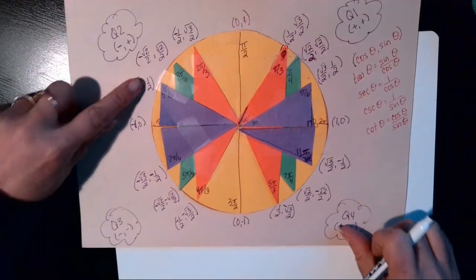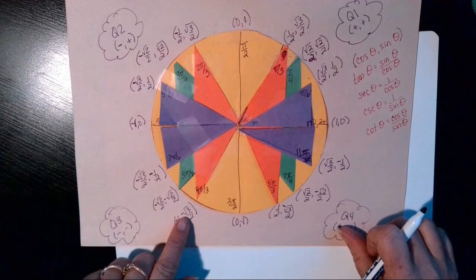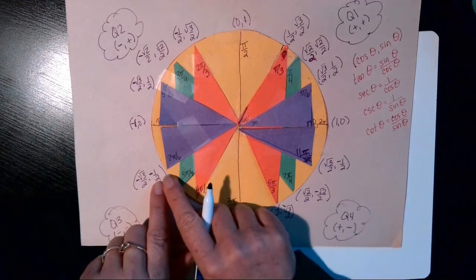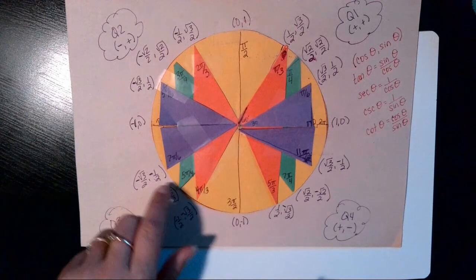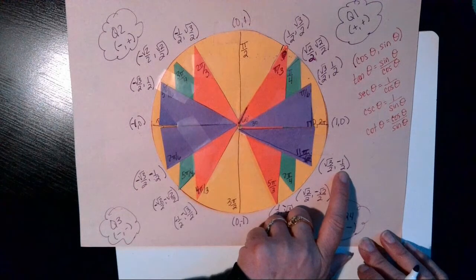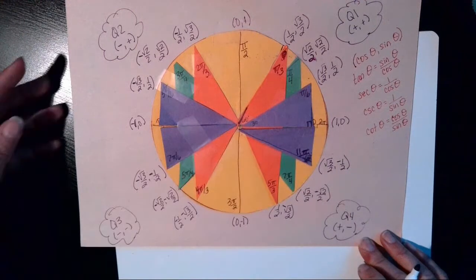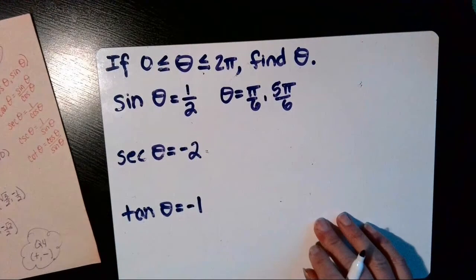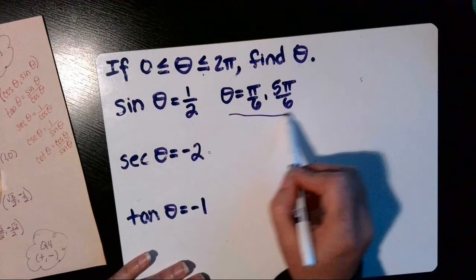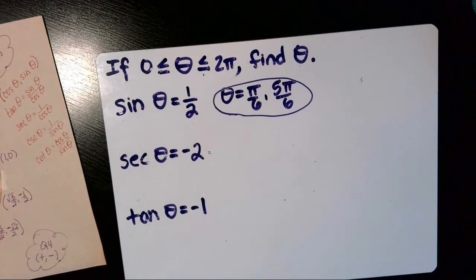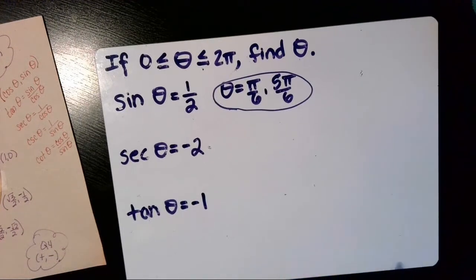If we keep going, when we get into the third quadrant, here at 7 pi over 6, it's a negative 1/2, and that's not going to work because it's not positive. Same thing at 11 pi over 6 in quadrant 4, it's a negative, so I can't use that as an angle. So there's two answers to this equation. Pi over 6 and 5 pi over 6 are the angles that have a sine of 1/2.